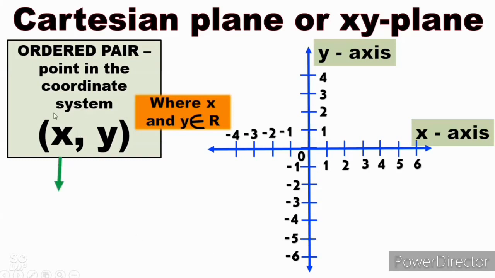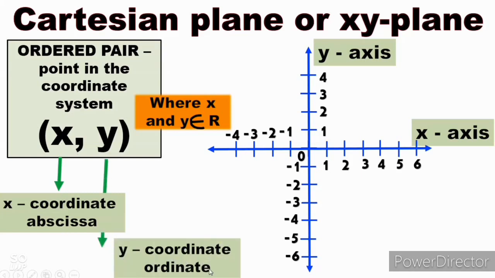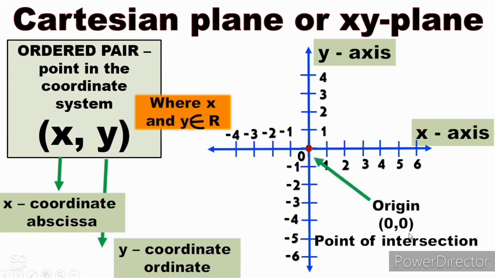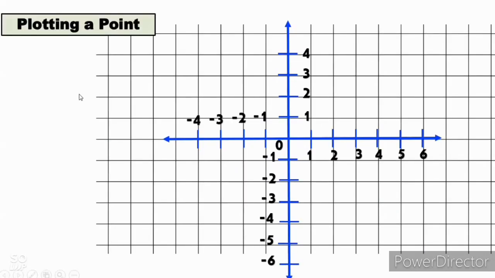Okay, where x, which is the first coordinate, is what we call the x coordinate or the abscissa. And the second coordinate is y, is what we call y coordinate or ordinate. Okay, next, the point of intersection of two perpendicular number lines, again, it is what we call the origin or 0, 0. So, this is the point of intersection of the two number lines. Okay, ngayon naman, ituturo ko sa inyo kung paano mag-plot ng points.